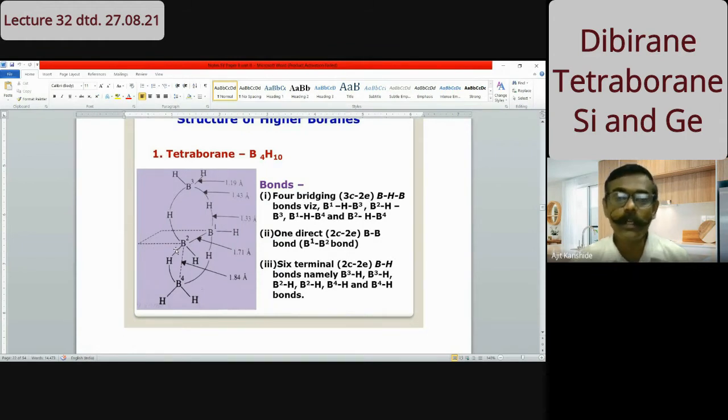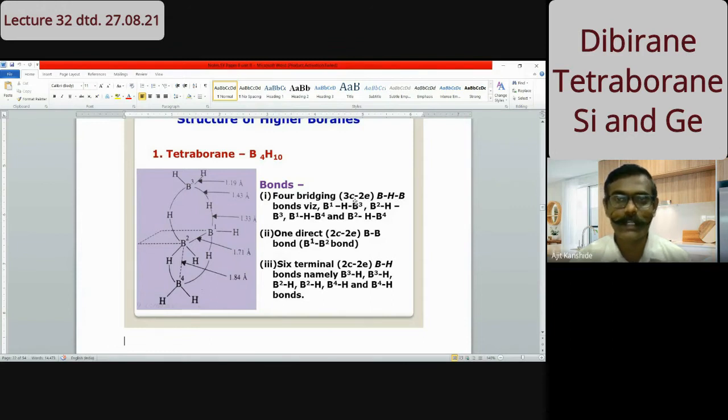So in total, how many bridged bonds are there? Boron 1 and boron 3 through hydrogen is the first bond. Boron 1 and boron 4 through hydrogen, second bridged bond. Boron 2 and boron 3 through hydrogen, that's a third bridged bond. Boron 2 and boron 4 through hydrogen, it is a fourth bridged hydrogen bond. So total 4 bridging bonds are there, 4 bridges are there. BHB is a name for those bridges.